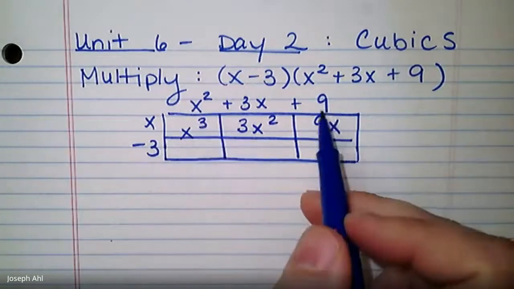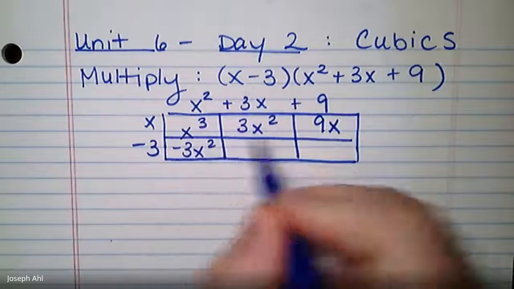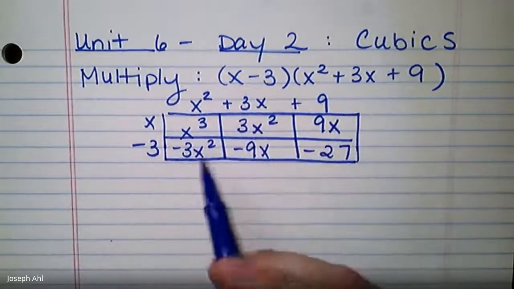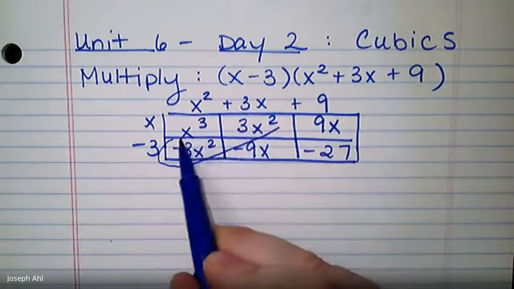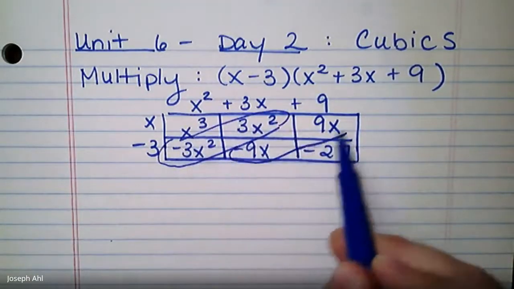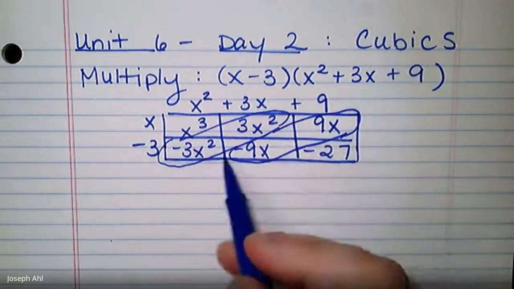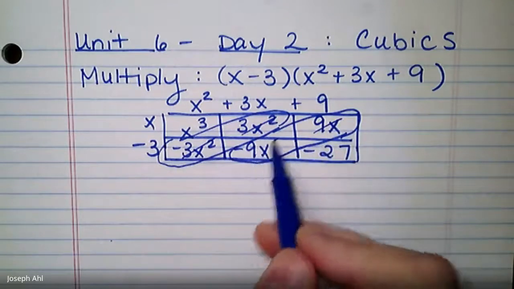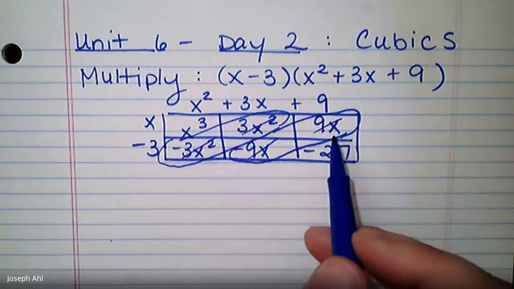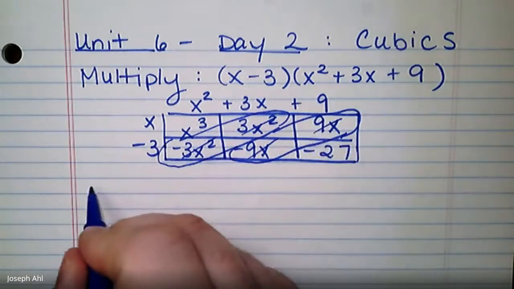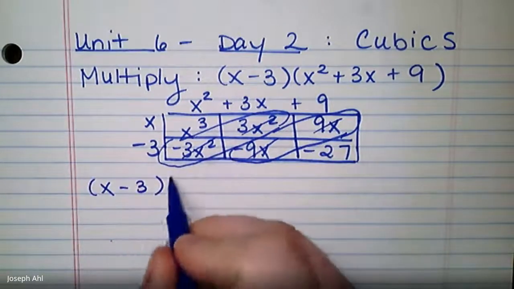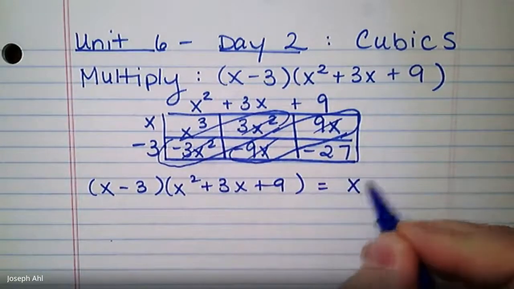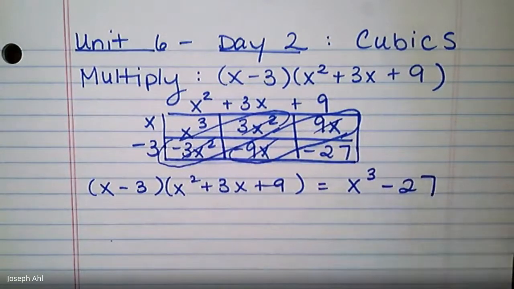Take -3, multiply by everything. So -3x squared minus 9x and then minus 27. And you'll notice that we get these nice diagonal patterns of terms that are like terms that we can combine. So in the end, what's unique is, oh wait, 3x squared and -3x squared cancel. 9x and -9x cancel. So the product of x minus 3 times x squared plus 3x plus 9 equals x to the third minus 27.